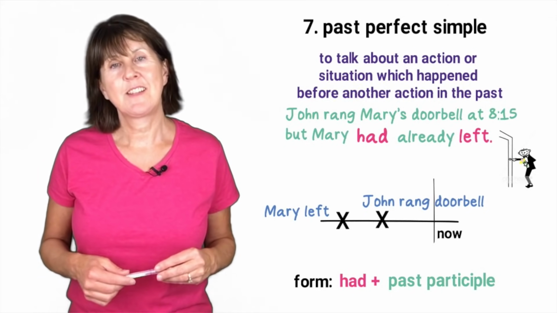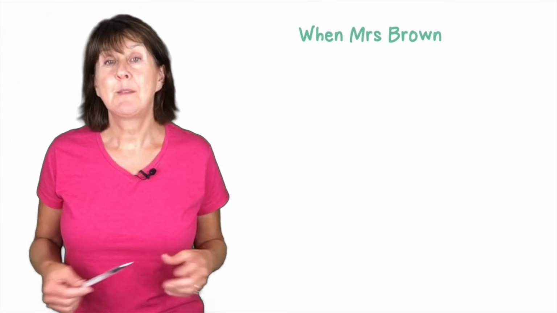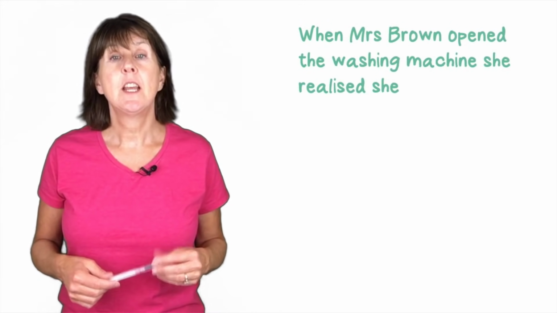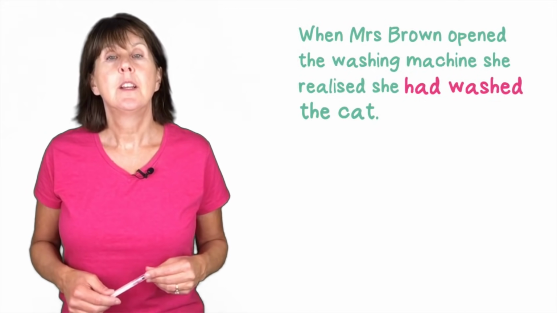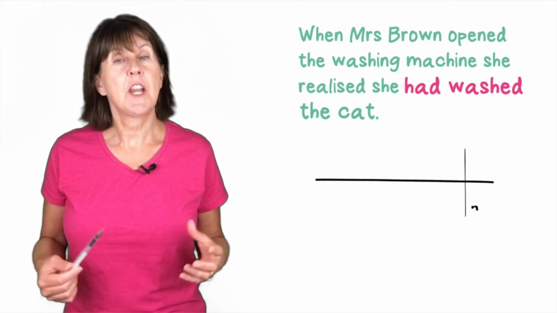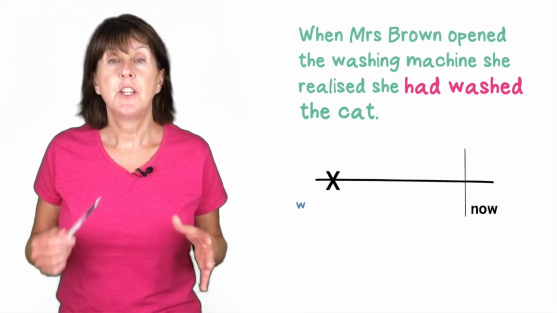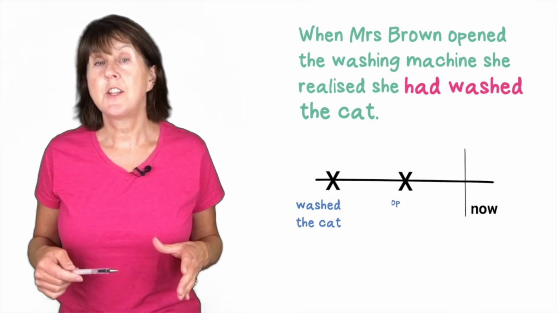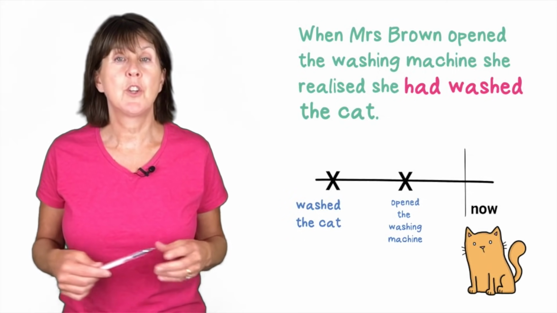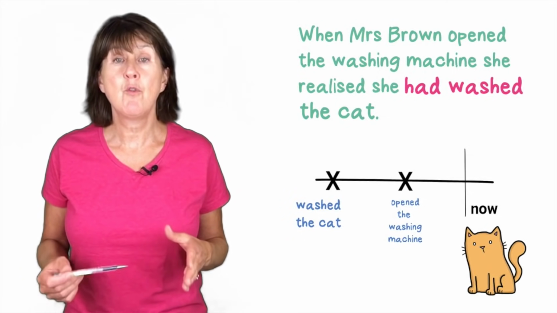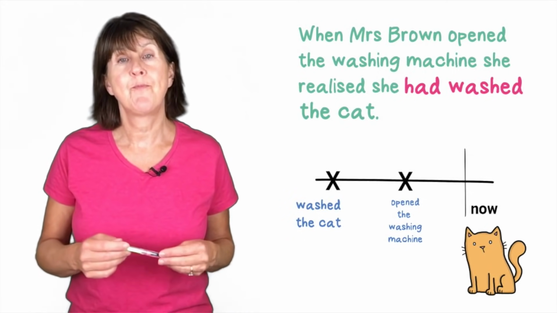Here is another example. When Mrs. Brown opened the washing machine, she realised she had washed the cat. Oh no! So looking at the timeline, which action came first? She washed the cat and then she opened the door. So we use the past perfect for had washed, as it comes before the opening of the door.